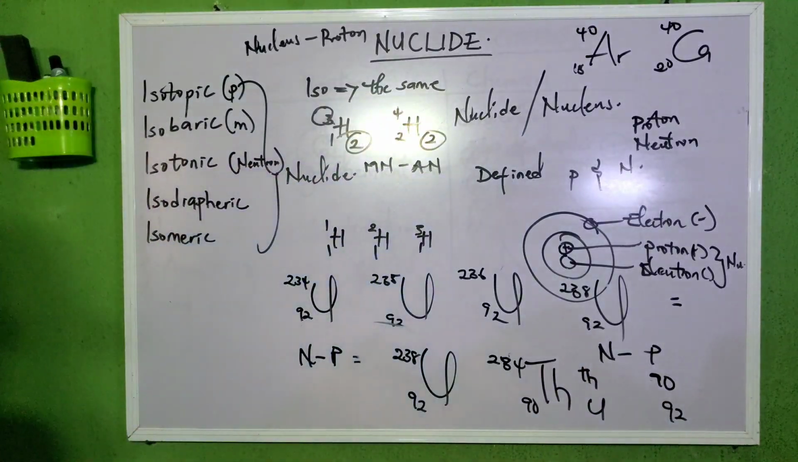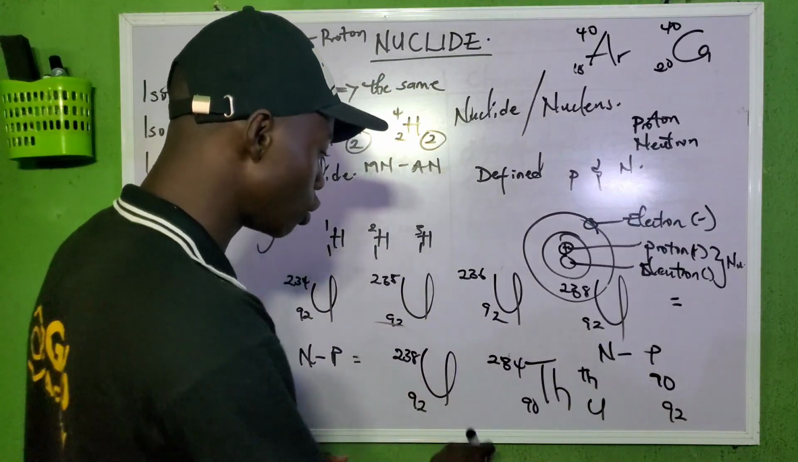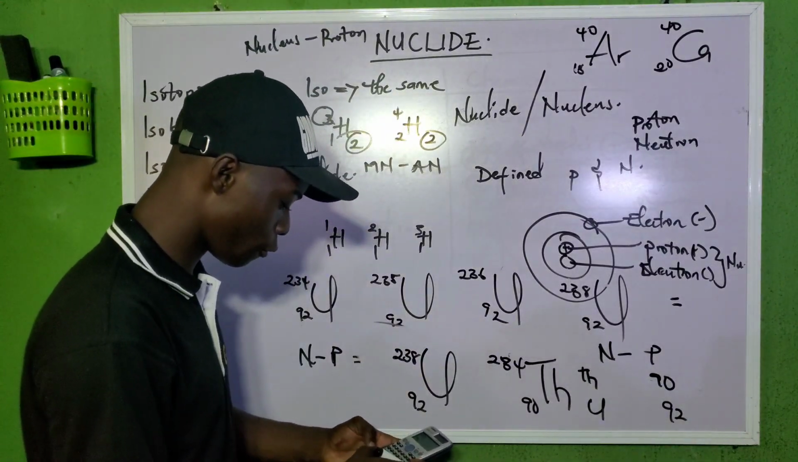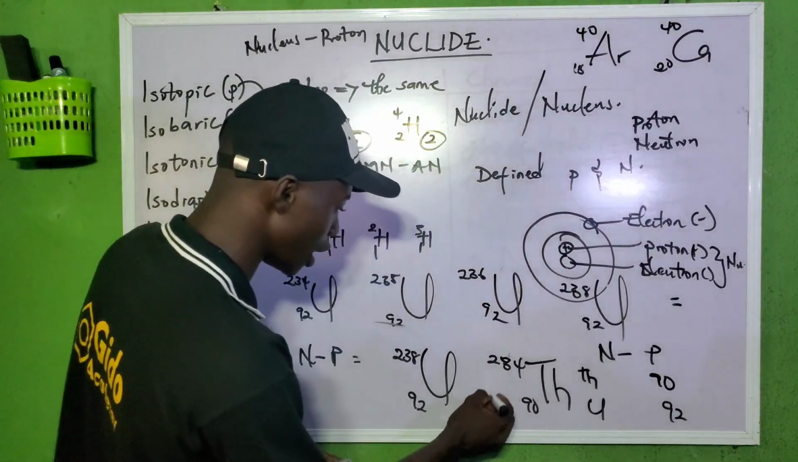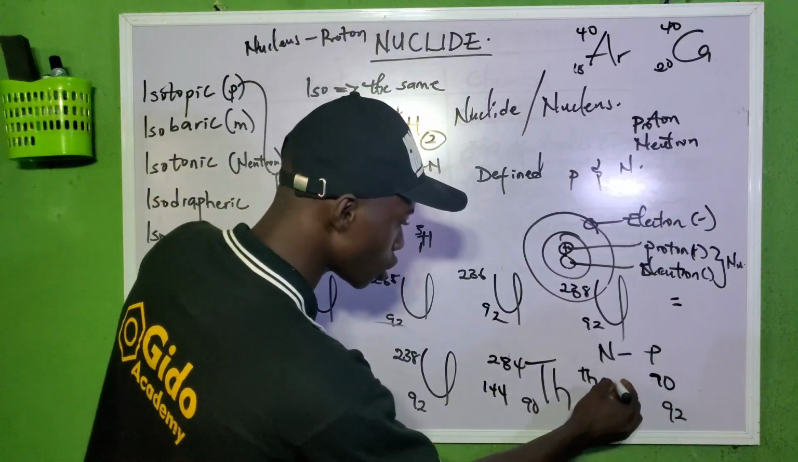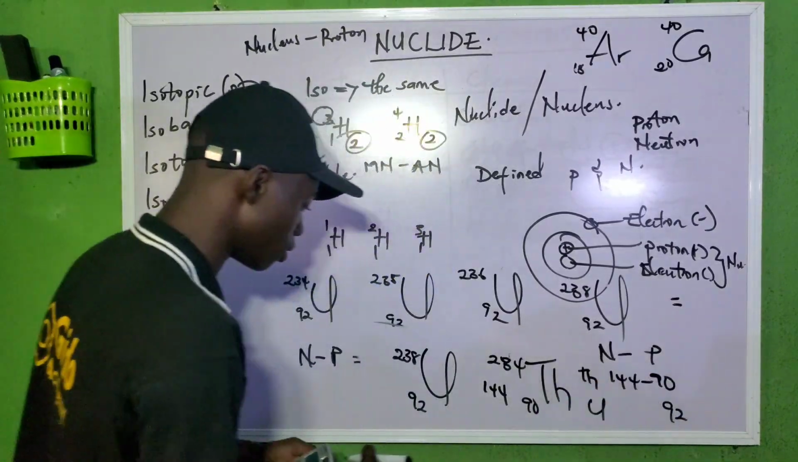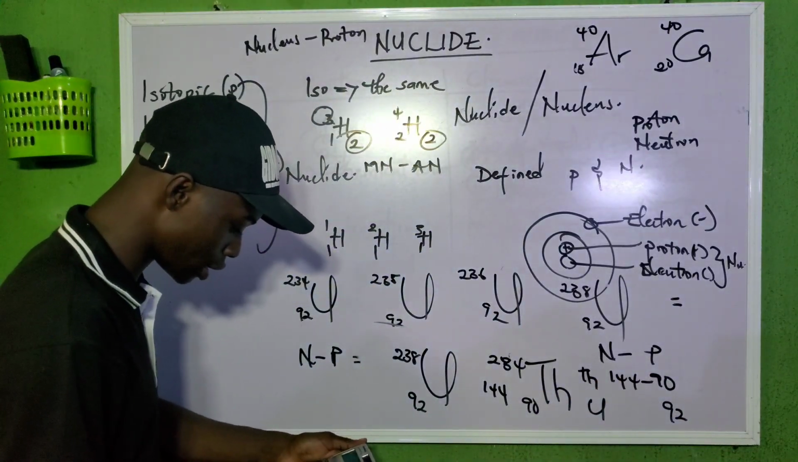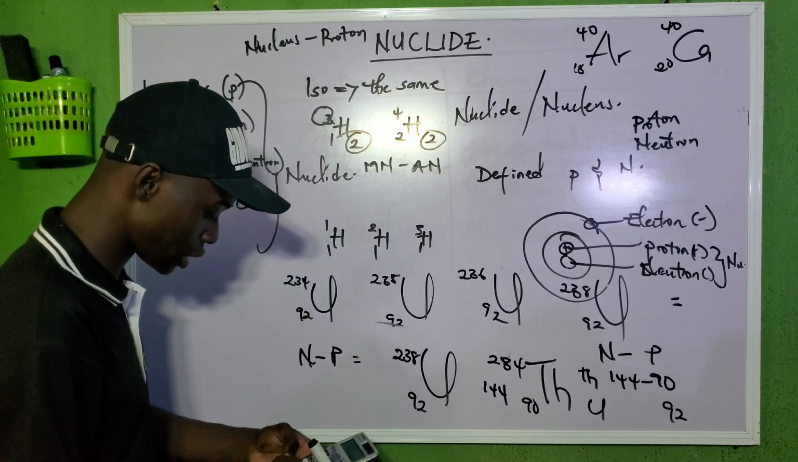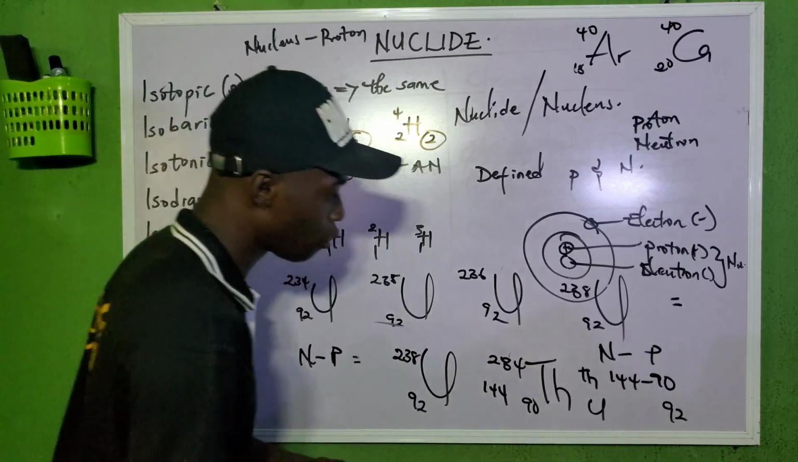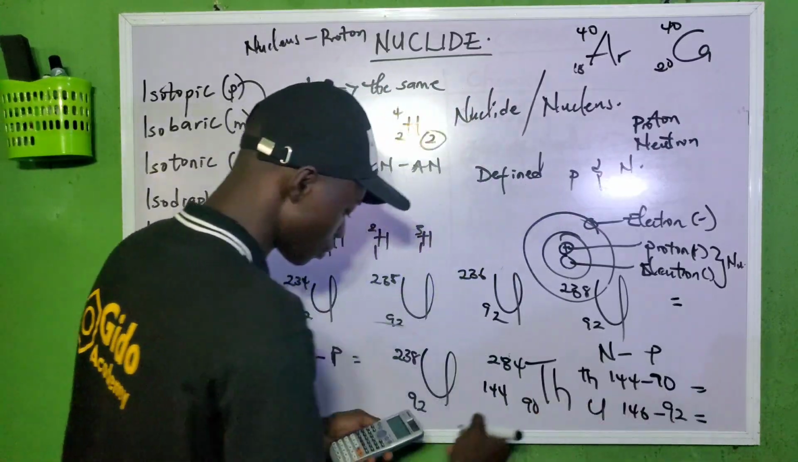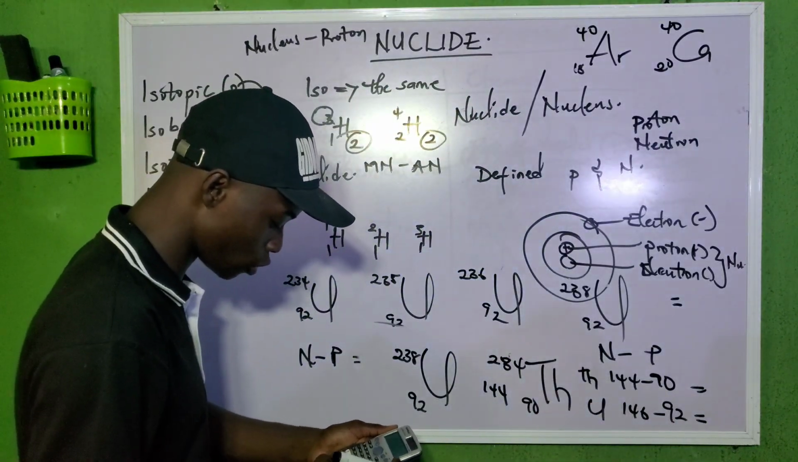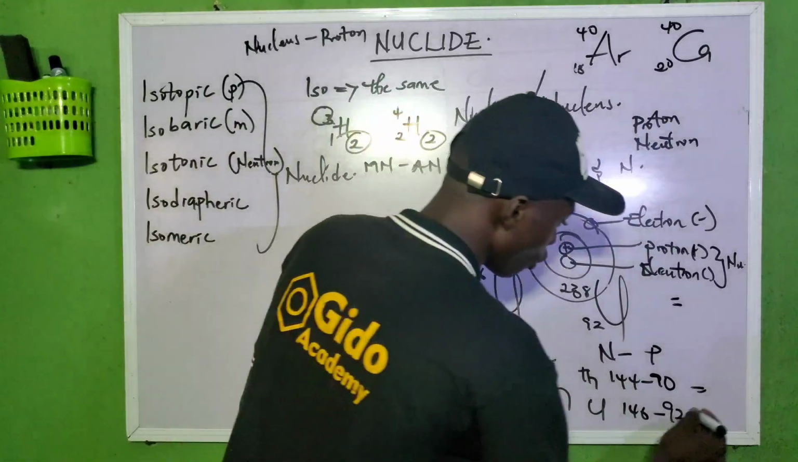Then what about our neutron number? For us to get our neutron number, it will be 234 minus 90. It gave us 144. So let me put it here, 144. And in this one, 238 minus 92, you have 146. So if you subtract 92 from 146, you have 54.